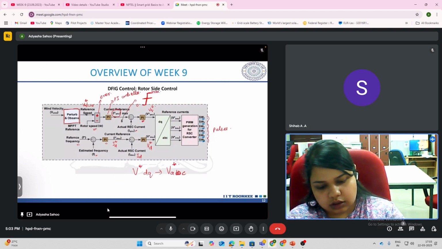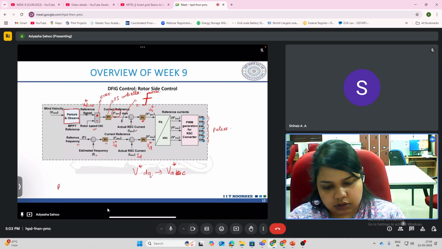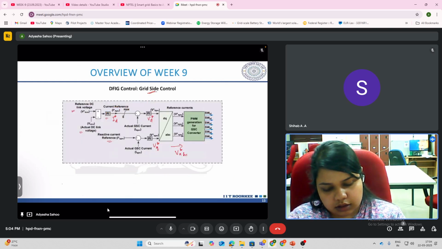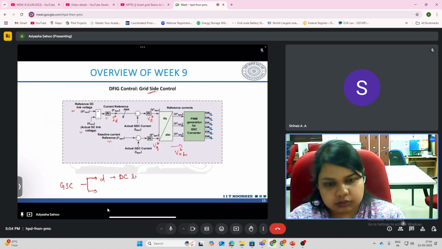So here basically what you need to remember is, for the rotor side control, in the D axis you are tracking the frequency. For the Q axis you are tracking the wind velocity. In the grid side control, in the D axis you are tracking the DC link voltage, and in the Q axis you are tracking the reactive current.